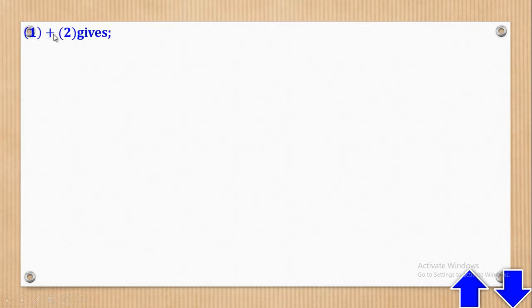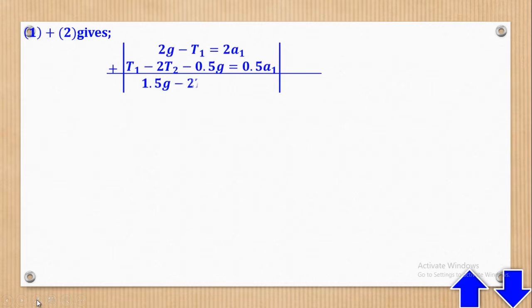Now when I add equation 1 plus equation 2, I'll come up with that. You realize that T1 and T1 cancel. This 2g minus 0.5g will give me 1.5g. Then this one remains and it's there. This plus this will give me 2.5a1, and I'll call that equation 5.